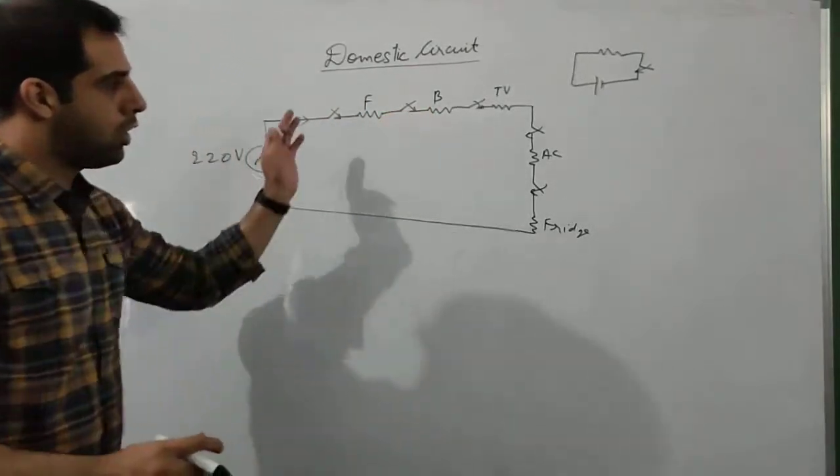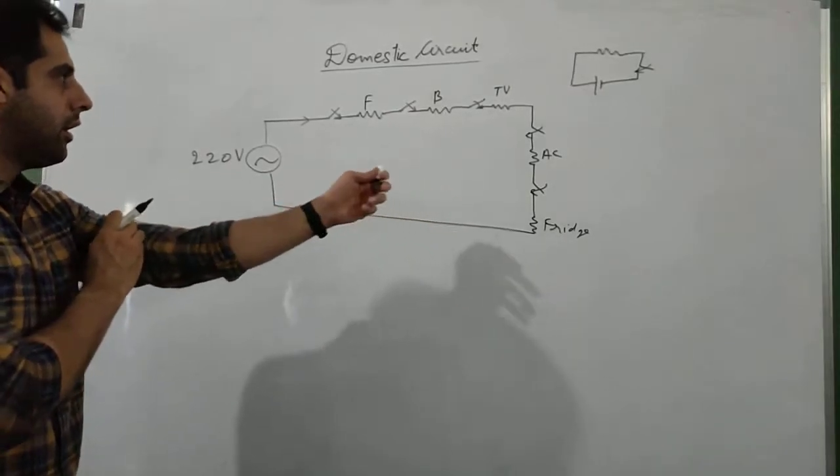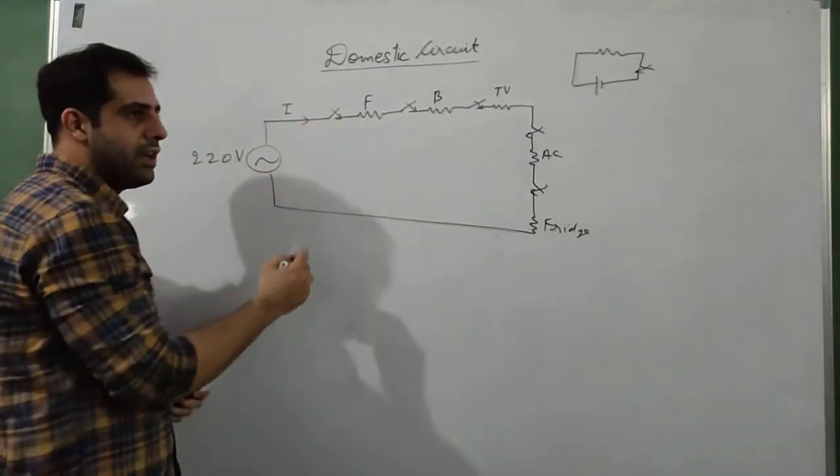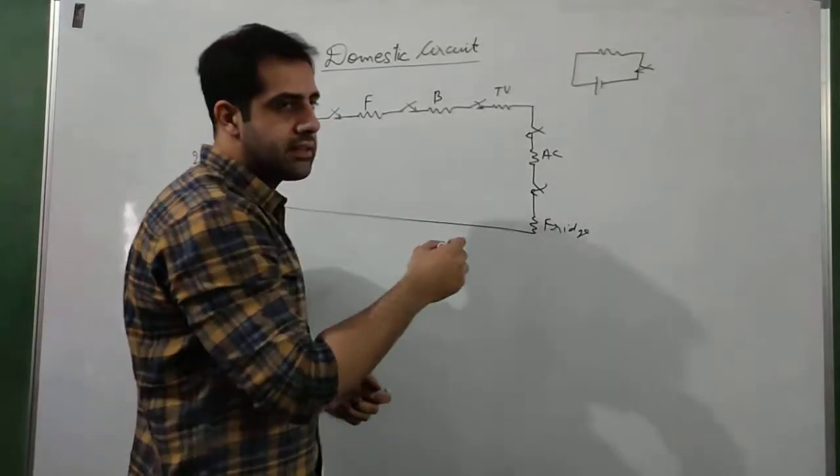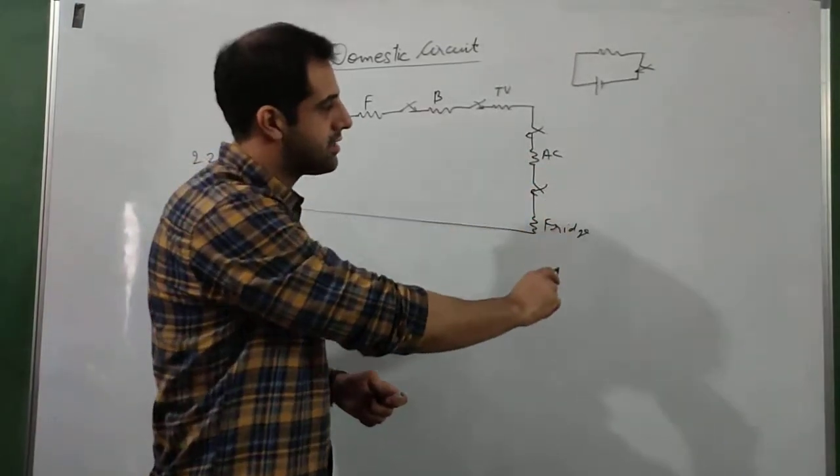Now let us say all of them are closed and all of them are working. Now the current is flowing here. We know that in a series connection the current received by all the resistors is the same.